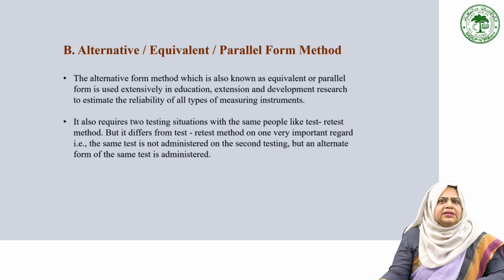The alternative form method is particularly useful when it comes to assessing the reliability of tests that measure complex skills or knowledge. For example, in educational settings, this method can be applied to evaluate the consistency of exams that assess critical thinking abilities or problem solving skills. By using different versions of the test, educators can ensure that the scores obtained by students accurately reflect their true abilities rather than being influenced by factors such as test fatigue or memorization of specific questions.